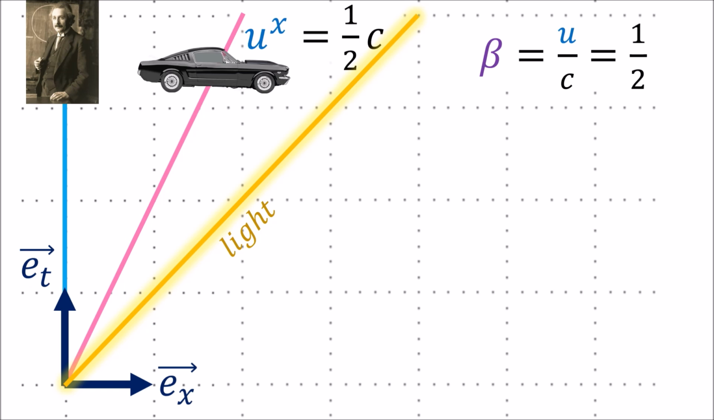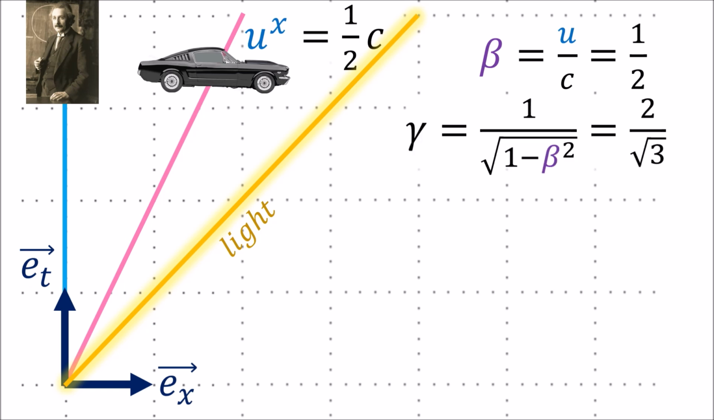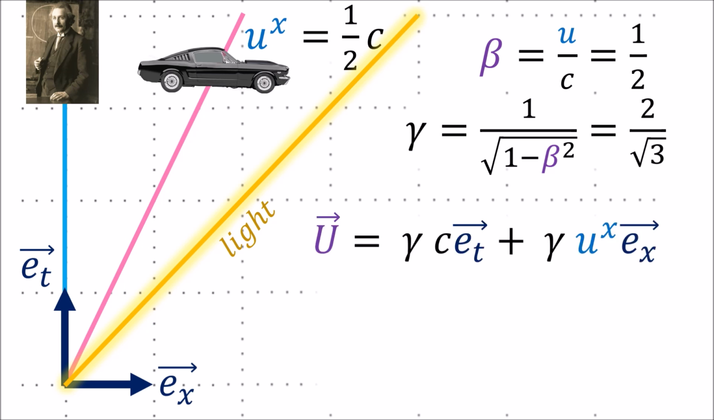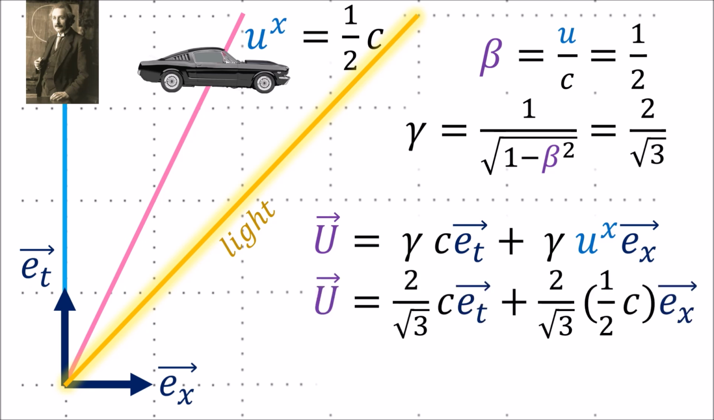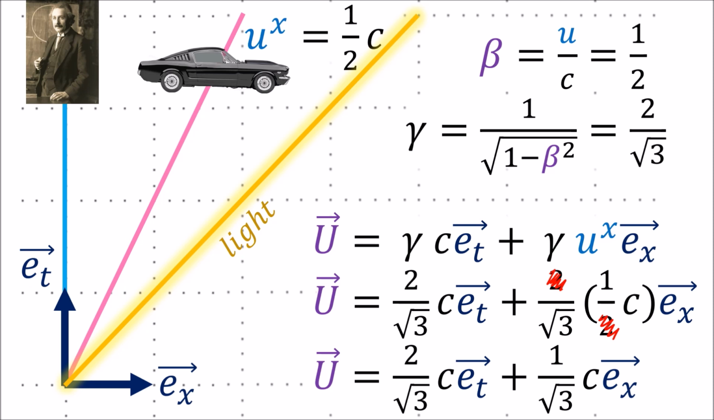And for beta equals 1/2, the corresponding gamma coefficient is 2 over the square root of 3. The 4-velocity vector of the car has only two non-zero components: gamma times c for time, and gamma times ux for the x direction. Subbing in 2 over root 3 for gamma and 1/2 c for ux, and cancelling these 2's, we get that big U equals 2 over root 3 c et and 1 over root 3 c ex. We can see that the components of this 4-velocity vector match up with the direction of the car's world line in our space-time diagram.